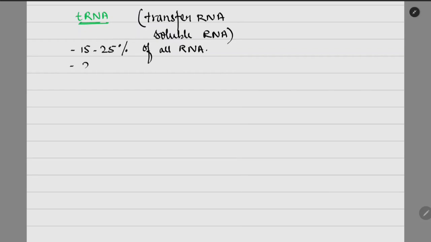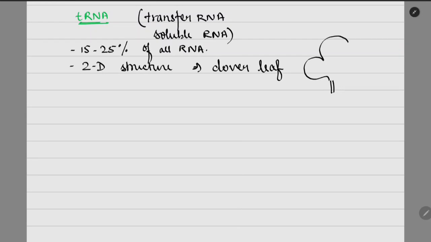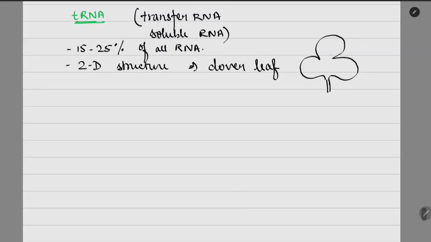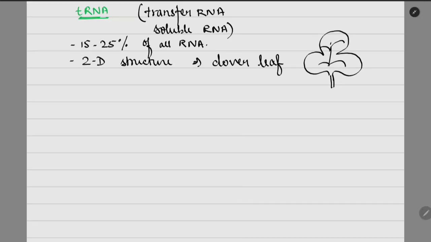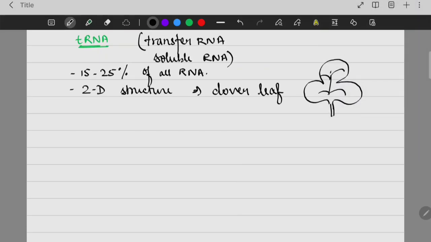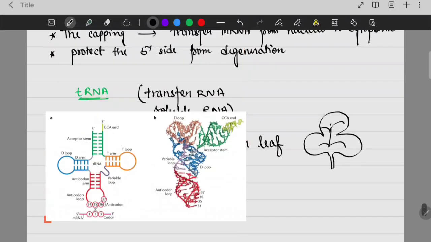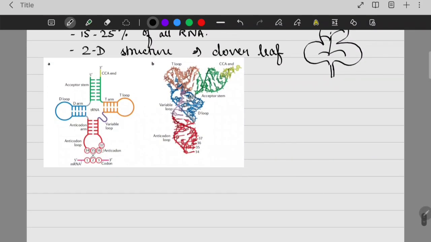If I see the 2D structure, it looks like a clover leaf. You know the structure is something like this, the clover leaf structure. So if I see the structure of tRNA, I should add the structure here. See this, this is the 2D structure. You can see that it looks like this kind of structure, that is the clover leaf.